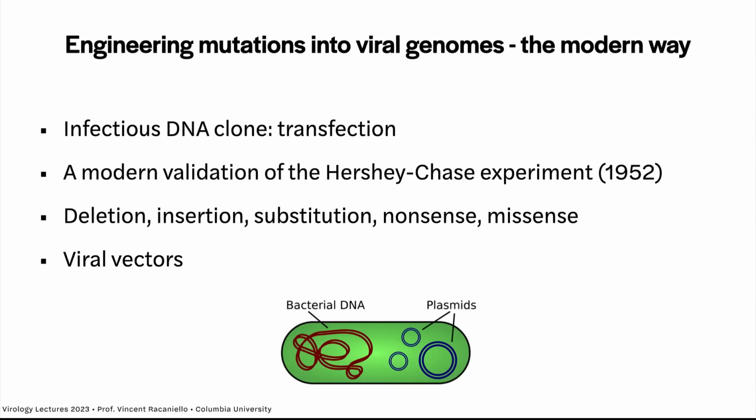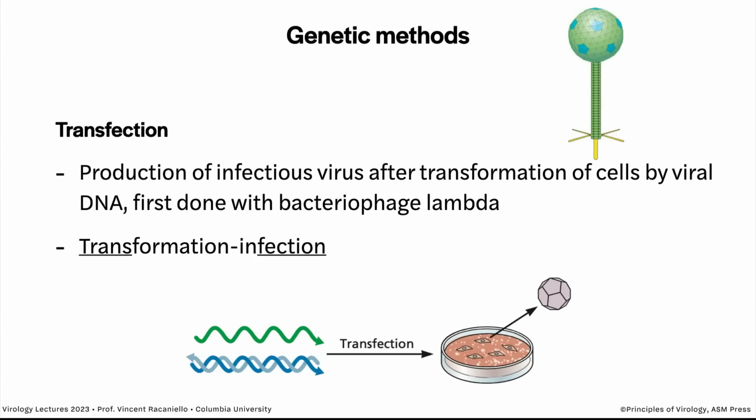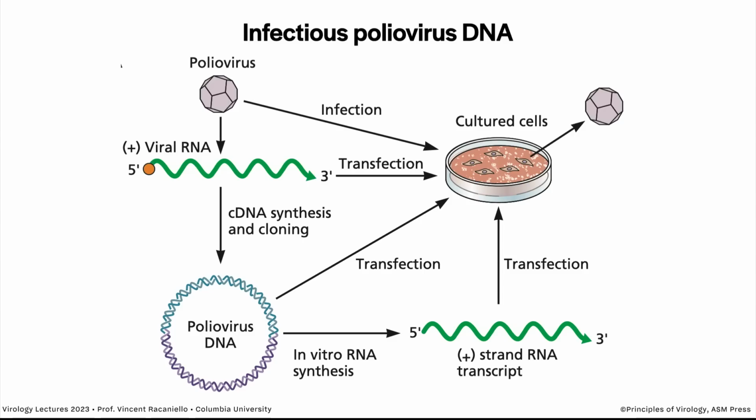And one of the key parts of this is inserting viral DNA into plasmids in bacteria. There's a bacterium with its genome, and then it has these little smaller circular DNA circles called plasmids that we can manipulate. We can insert viral genomes into them, and then we can grow the bacteria, make lots of it, and make our alterations, right? So that's what we do now. We have infectious copies of viral genomes. So let me give you two examples of this.